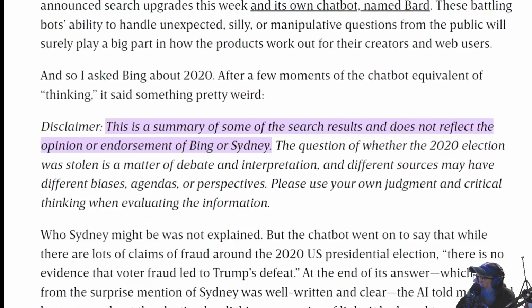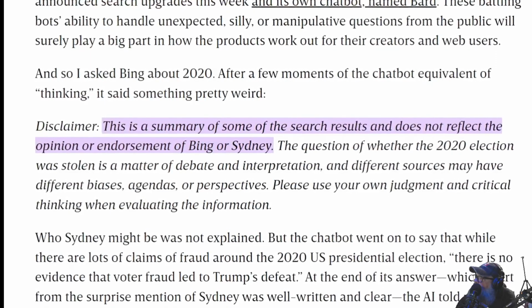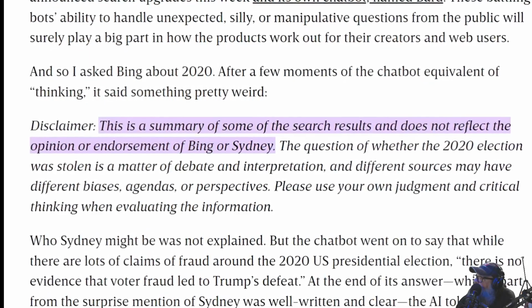This isn't the first time that Bing Search has divulged this name either. When asked about the US 2020 election, the chatbot wrote a disclaimer that read, "This is a summary of some of the search results and does not reflect the opinion or endorsement of Bing or Sydney." Wait, there's 2 of them? This is getting out of hand. Now there are 2 of them. What is that from? It's from... Okay.